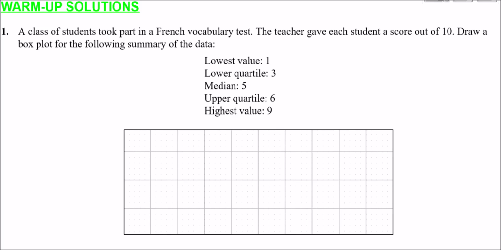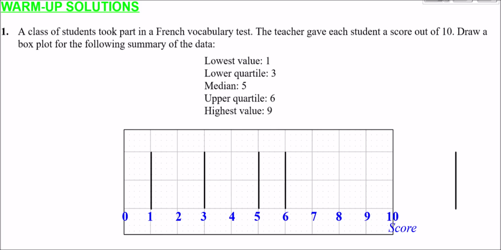So these 5 values relate to 5 vertical lines we plot. First of all, though, we need a numerical scale, so we could add this on like so. Scores from 0 to 10. The lowest value is 1, so let's add this in. Lower quartile is 3. Median of 5. Upper quartile is 6. And then the highest value is 9.